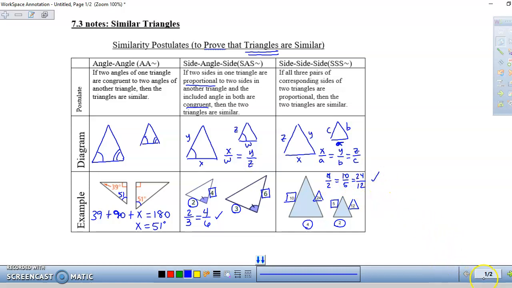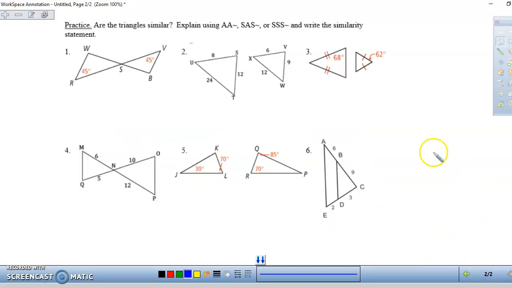Okay, so let's look at a couple more examples. So for number 1, you're seeing if the triangles are similar. Again, your options are angle, angle, side, angle, side, or side, side, side. You do have to show the work whenever you have sides that are proportional. And then you're going to write the similarity statement.